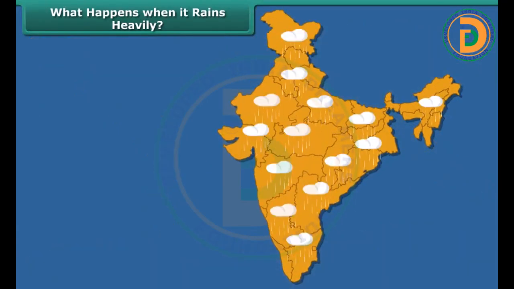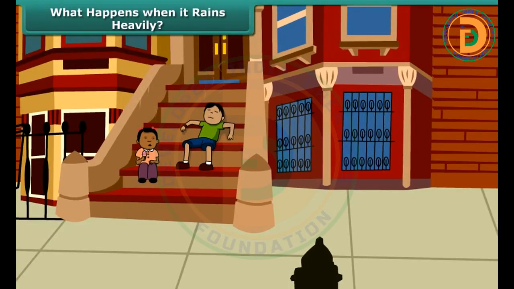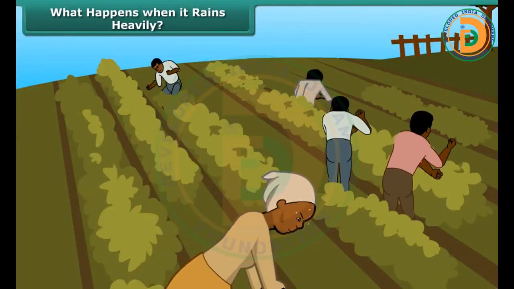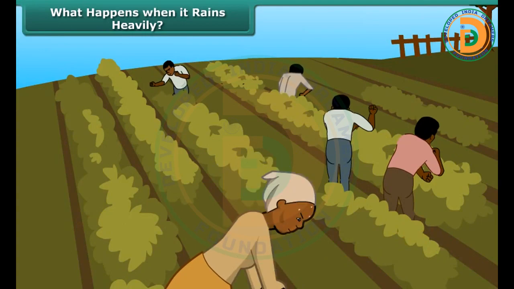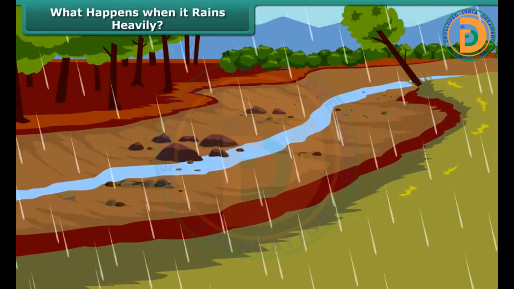In our country, most of the rainfall occurs during June, July, and August. It gives us respite from the hot and humid summer. Sowing of many crops depends on monsoon. But what will happen if it rains heavily?